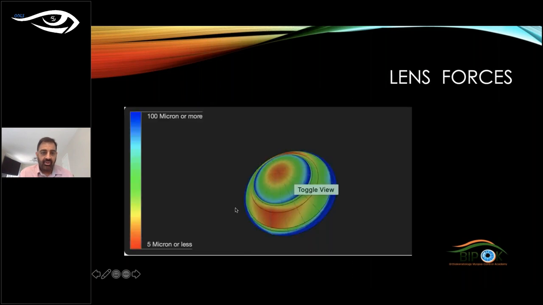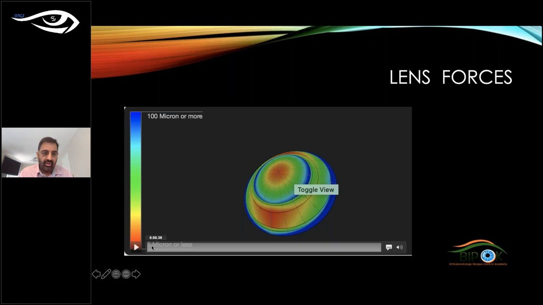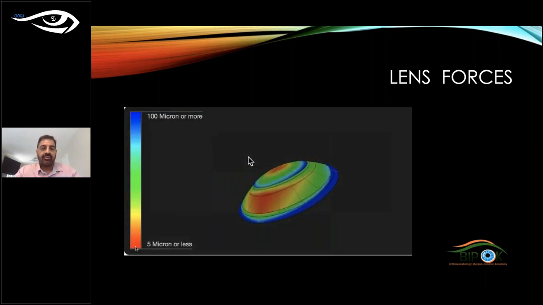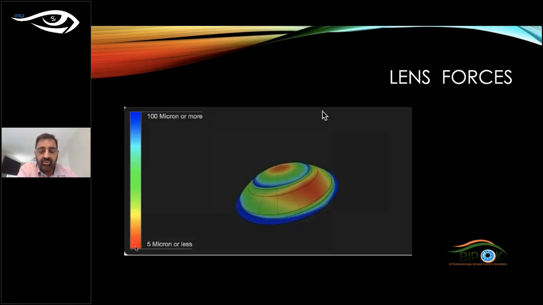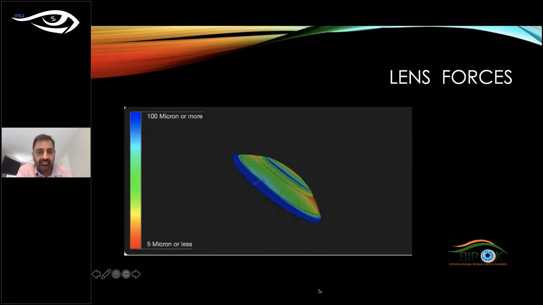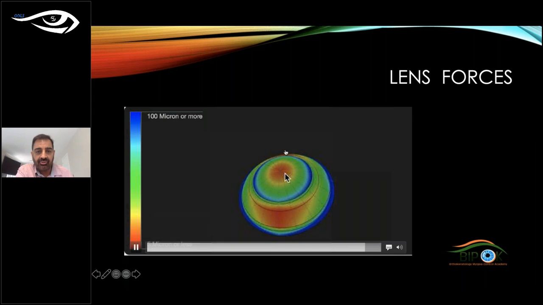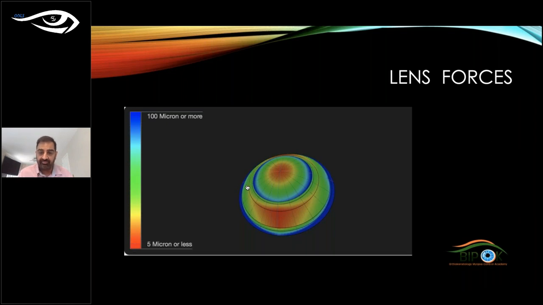So let's go further. I'm going to put this on. Now what this software also does is show you the lens forces. Now you can go around this and actually see where the forces are. And if you look at this, the forces here and forces here are exaggerated, and here again there are forces. But the problem is there are no forces here. So this is what the fluorescein pattern actually showed us was happening.